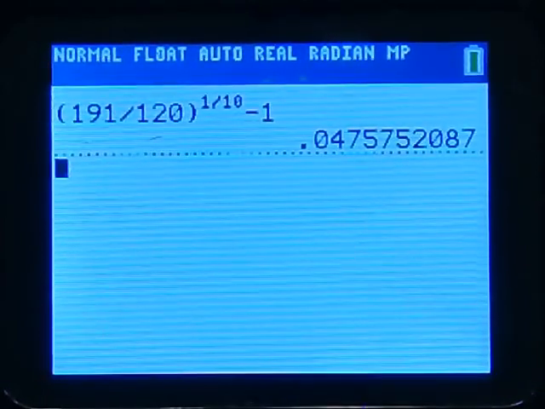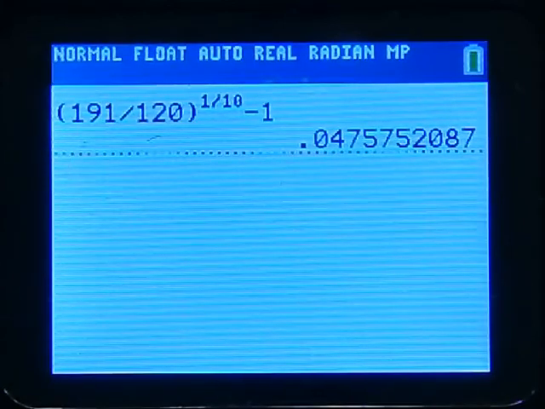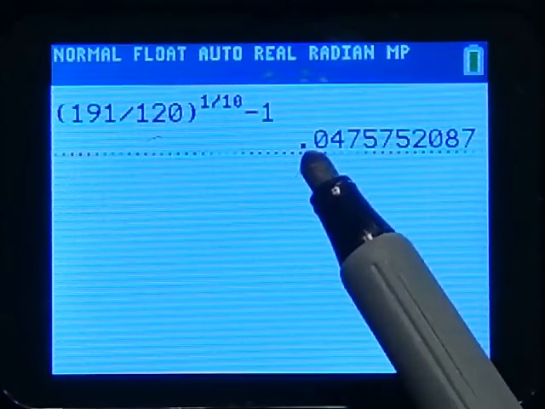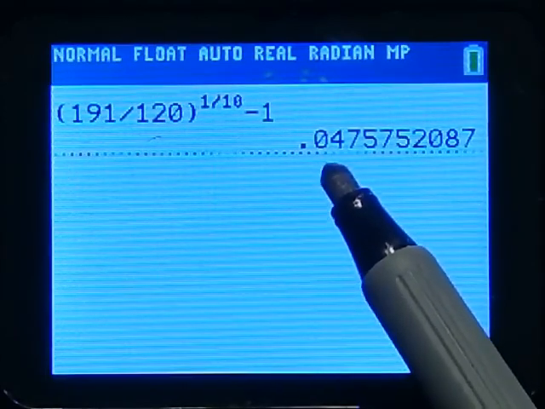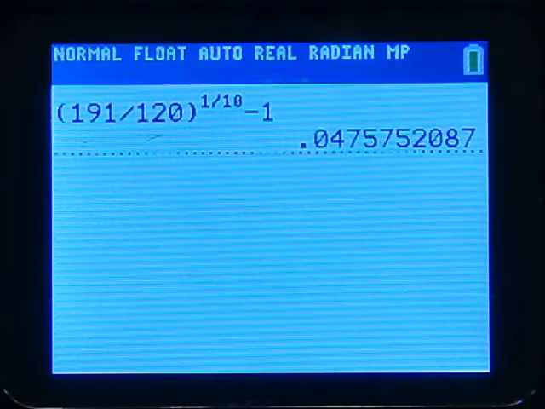We get an amount of 0.04758. Now what is that? Well, this is a rate. This is a percentage. It turns out to be, move the decimal 2 places, about 4.8%. So let's jot that down.